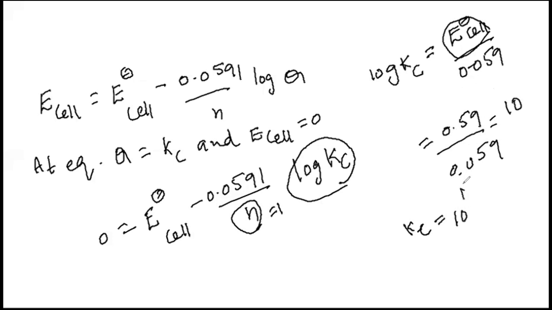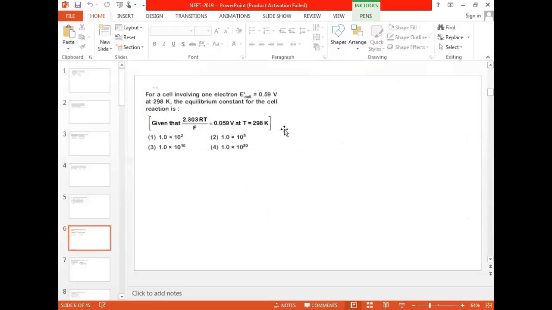Kc is equal to 10 to the power 10 we can write. This 10 to the power 10, where is it? Let us look at the question. Where is it available? Yes, in option 3 we can see 1 into 10 to the power 10 is there. That is why we are going with option 3.